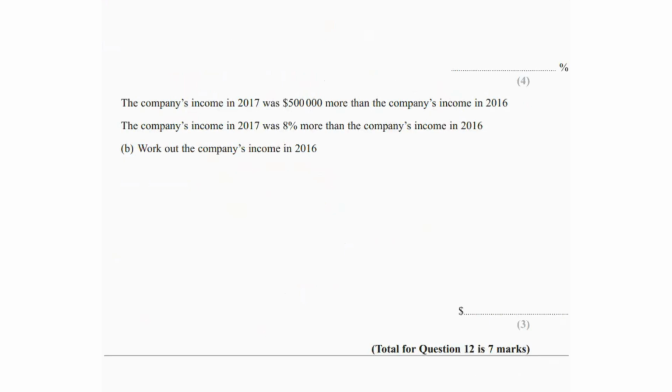And it says the company's income in 2017 was $500,000 more than the company's income in 2016. The company's income in 2017 was 8% more than the company's income in 2016. We need to work out the company's income in 2016. So the company's income in 2016 is given the variable X. So the income in 2017 is 500,000 more than the company's income in 2016. So 500,000 plus X, which is the same as the company's income in 2017 being 8% more than the company's income in 2016.